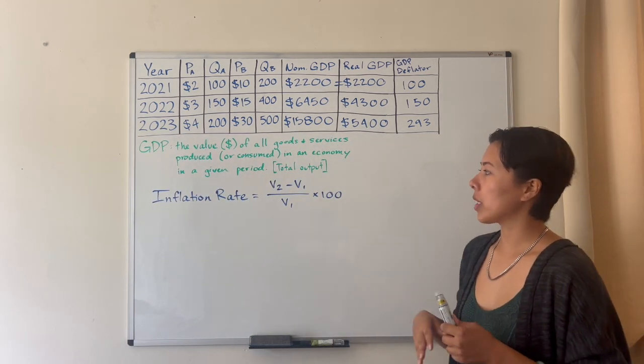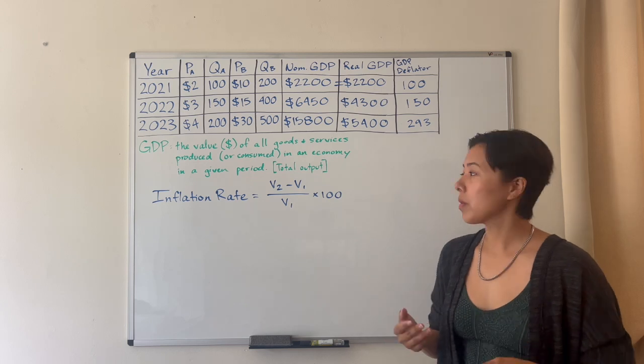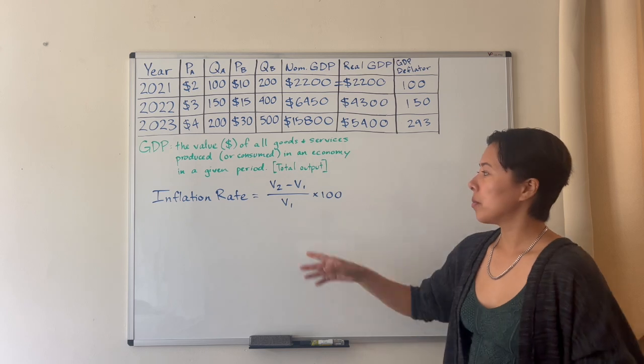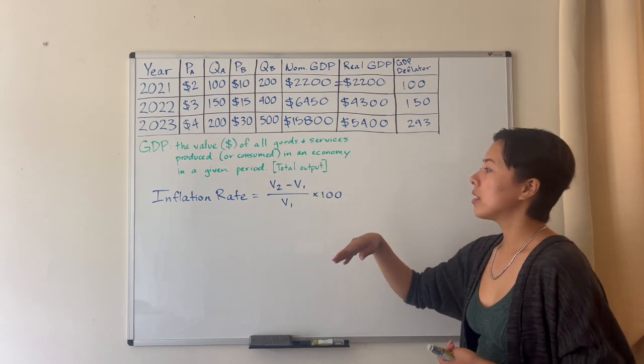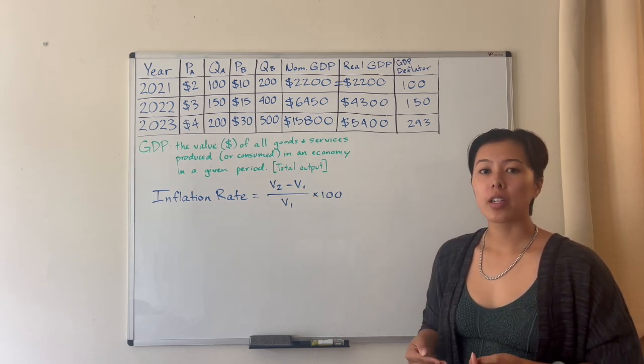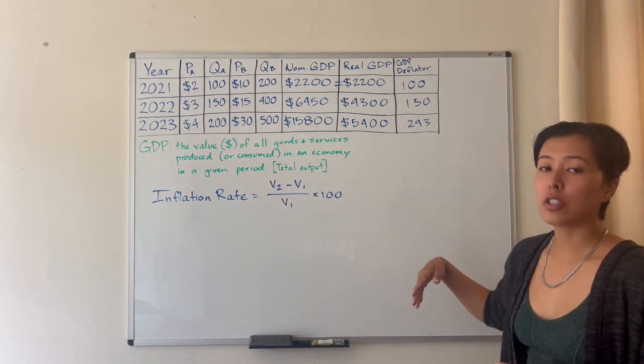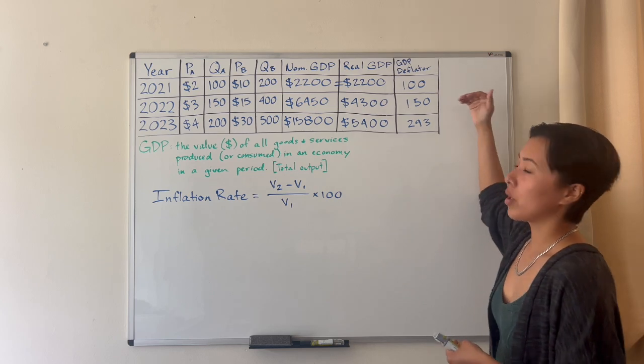Whenever we're calculating this sort of percent change problem, we are going to take the value from the second period minus the value from the first period, divide that by the value from the first period, and then multiply by 100. And what this is going to tell us is the percent change in price from one year to the next.